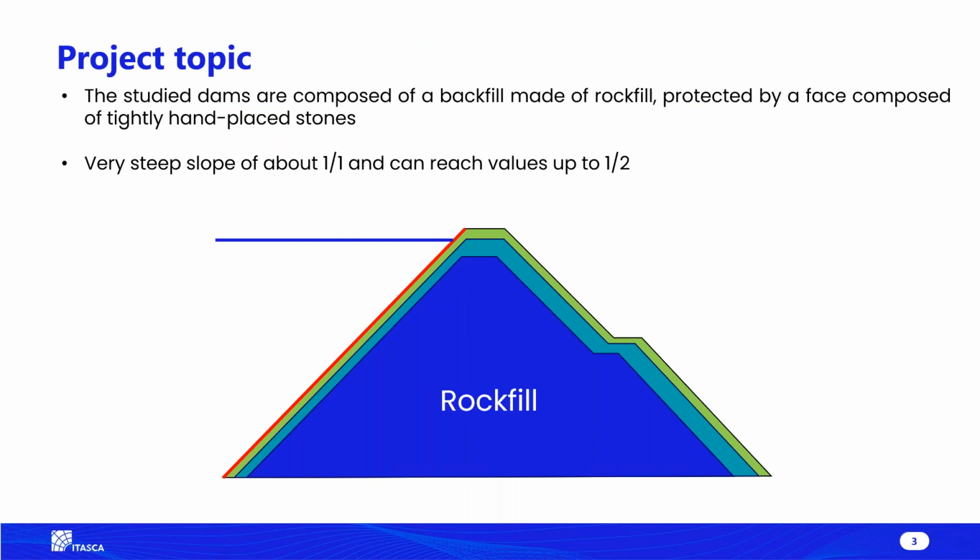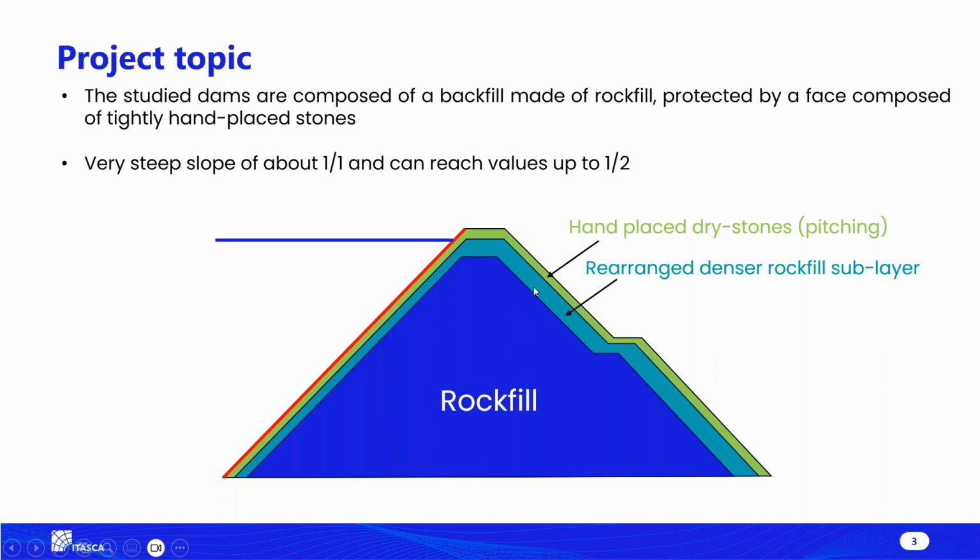First of all, the studied structures are rockfill dams. Their body is composed of a backfill made up of rockfill. In this type of dam, the rockfill is protected by a layer of hand-placed dry stones, which is called pitching in our study, which we can see here in green. And between this pitching and the dam body, the rockfill, there is a transitional layer of denser rockfill, which we can see here in lighter blue.